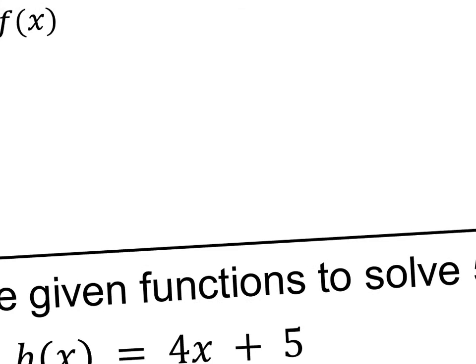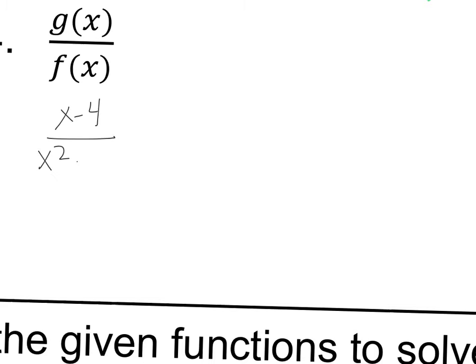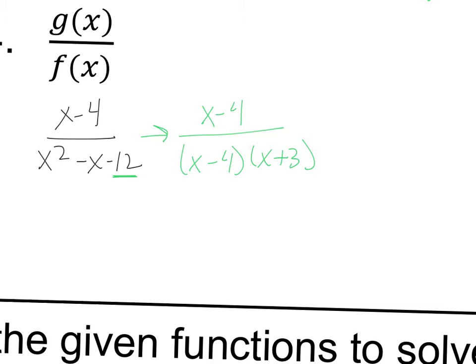Dividing, my favorite, your favorite too, I know it. So my function of g is on top. Function of g is x minus 4 over your function of f, x squared minus x minus 12. First step, write it out. Second step, factor. So I have x minus 4 over x minus 4 times x plus 3. Two numbers that multiply to get negative 12 and add together to get negative 1.